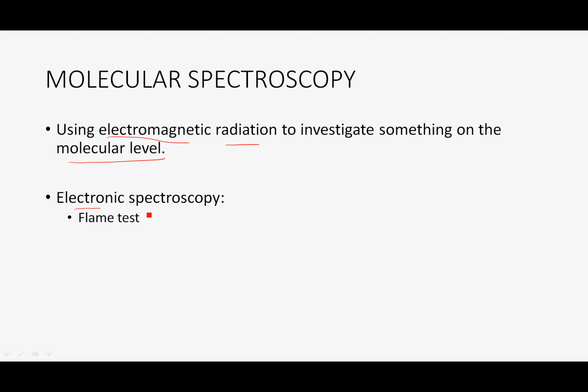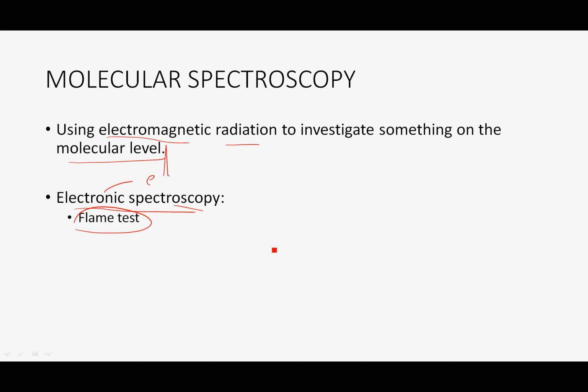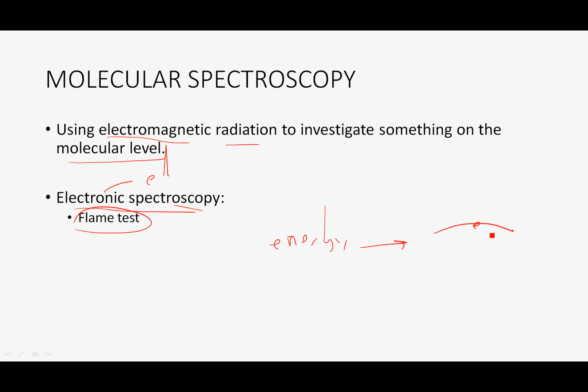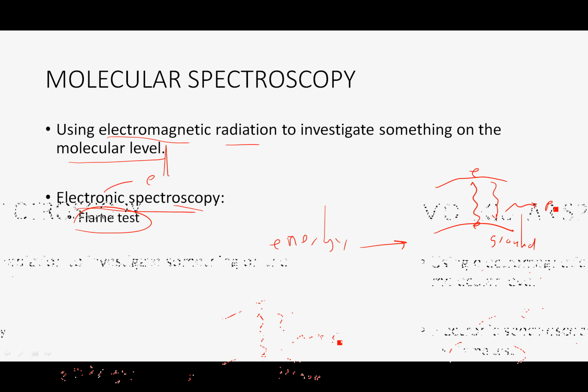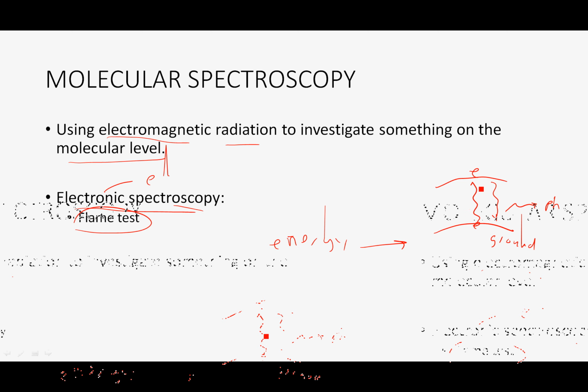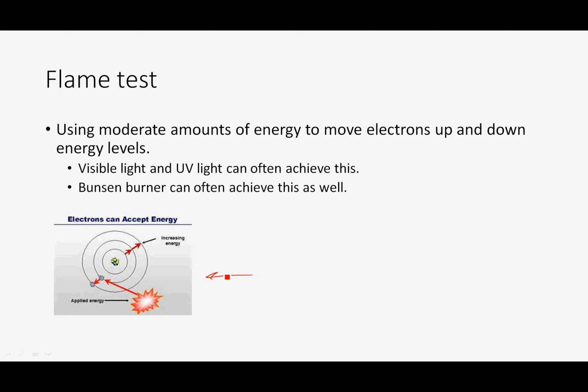One type is called electronic spectroscopy. To me, this is more appropriately called a flame test. Electronic just means electrons. We'll take an item and give it energy and watch electrons bounce from what we call a ground state up to an excited state, and then when they fall back down, they give off a photon of light. A photon of light is going to be an identifier, energy-wise, of that particular movement of that electron, and therefore possibly the atom itself. Better picture right here.